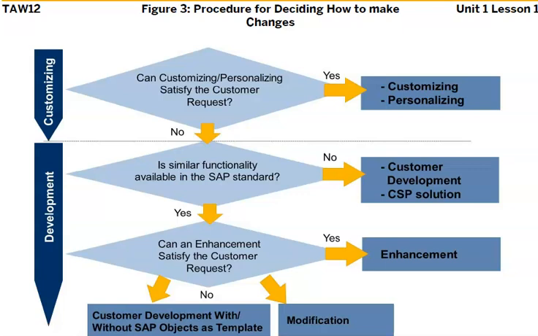If not even the nearest application is there, then you have to do the customer development, meaning the Z programs that you are doing right now. That is what we have to do, or a CSP solution. I'll discuss what a CSP solution is, but here we have enhancement to satisfy the customer request. If I take the SAP standard one, can I enhance it and make the customer satisfied? If the customer is not satisfied, then you have to go for new programs or new developments, completely new, as we are doing customer development without SAP objects as a template.